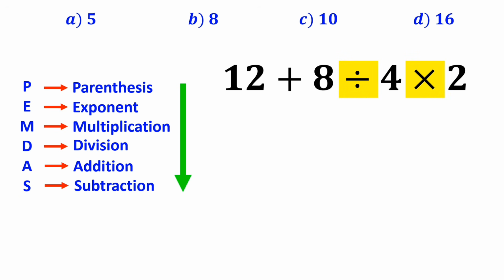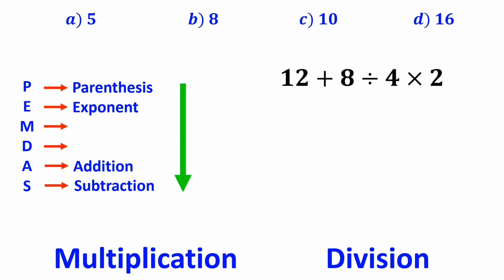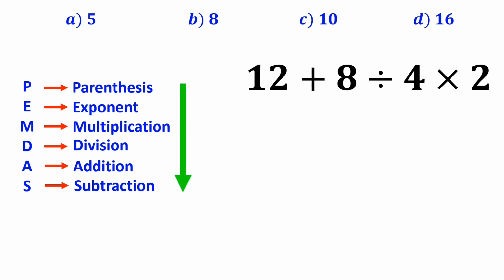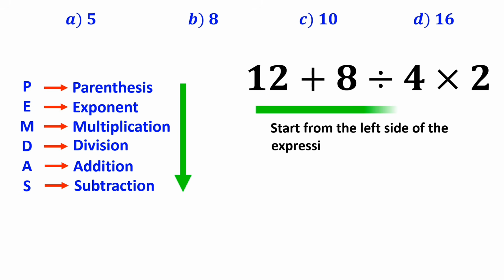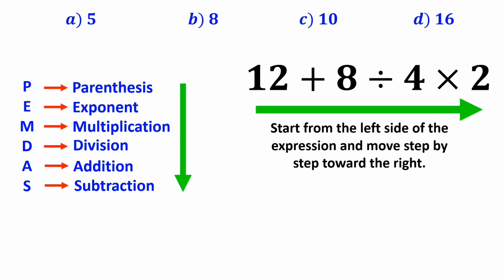Now it's time for multiplication and division, which I have highlighted in yellow. However, it's very important to remember that multiplication and division have the same level of priority. In this case, all we need to do is start from the left side of the expression and move step by step toward the right.